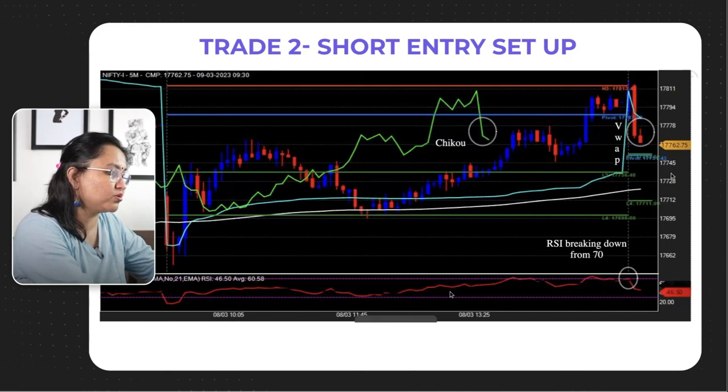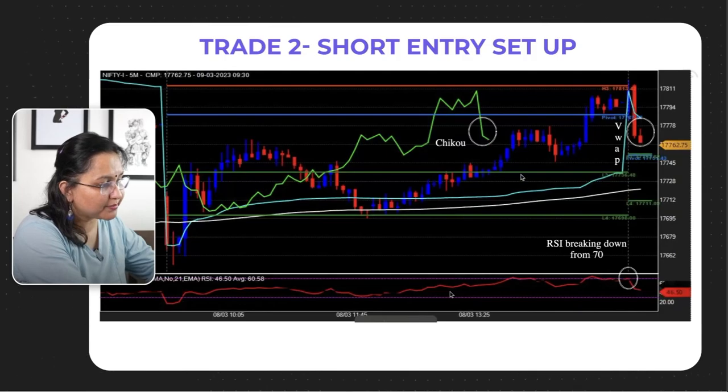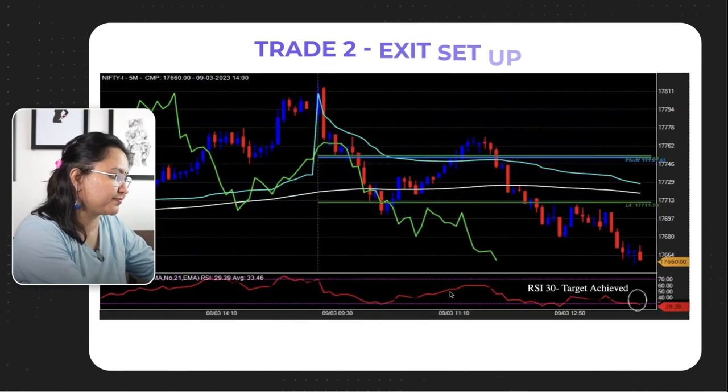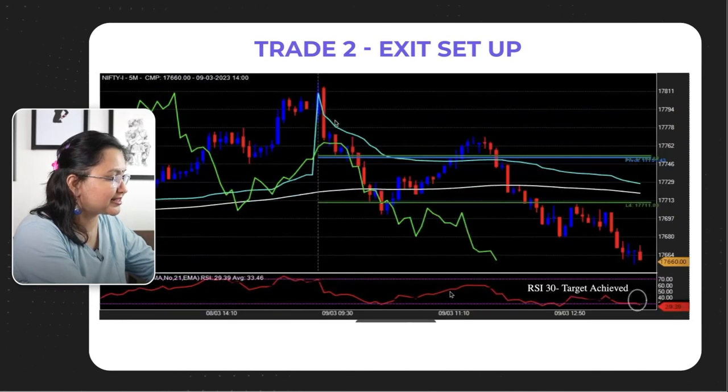Let's see how the whole trade panned out after that. The Chicago is above the prices. Prices should break the Chicago, it will break the price wall, and the RSI 30 target will be achieved. So here is that same trade setup, exit setup, wherein the huge candle entry was here, the first target pivot, the second target was your EMA 200, and the third target of RSI 30 was achieved.